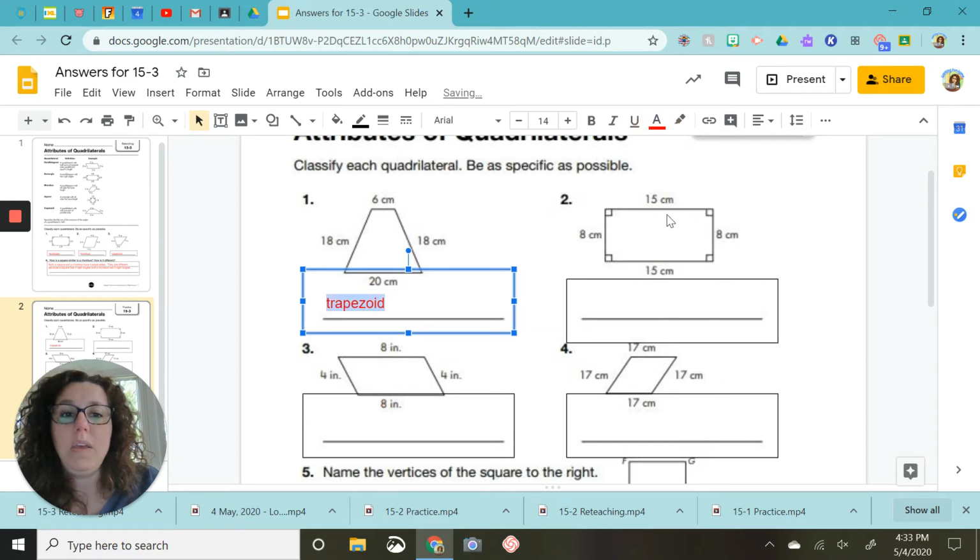Moving on. Here, I have two sides the same length, then another two. I'm looking at my parallel lines. This is parallel. I have two sets of parallel lines, and I have four right angles. This would be a rectangle.